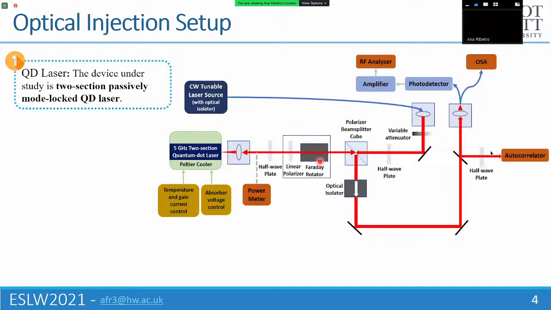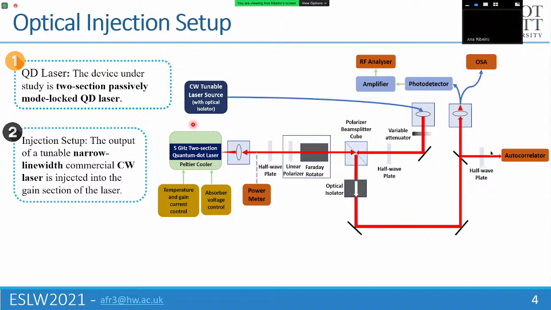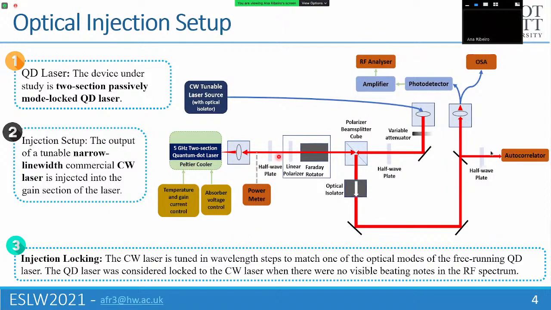So this is our optical injection setup. The device under study is an 8 mm two-section passively mode-locked quantum dot laser, and the master, the CW laser that is being injected into the quantum dot laser, is a narrow linewidth commercial CW laser. To lock the quantum dot laser to the CW laser, we must match the injection wavelength to one of the optical modes of the quantum dot laser. So we tune it in small wavelength steps to match one of the optical modes, and the quantum dot laser is considered to be locked to the CW laser when there are no visible beating notes in the RF spectrum.